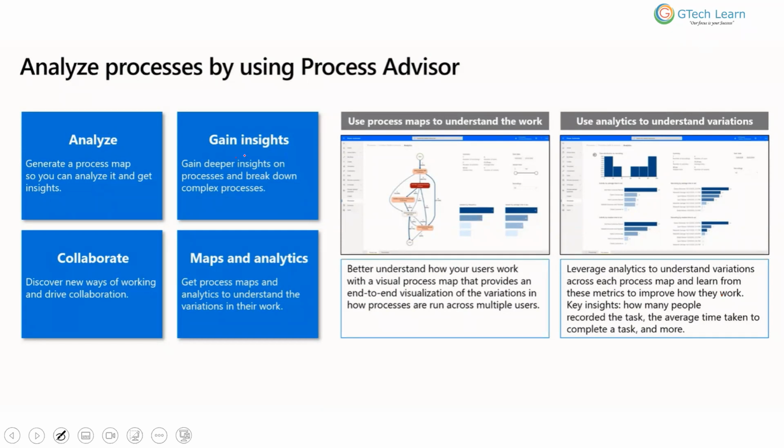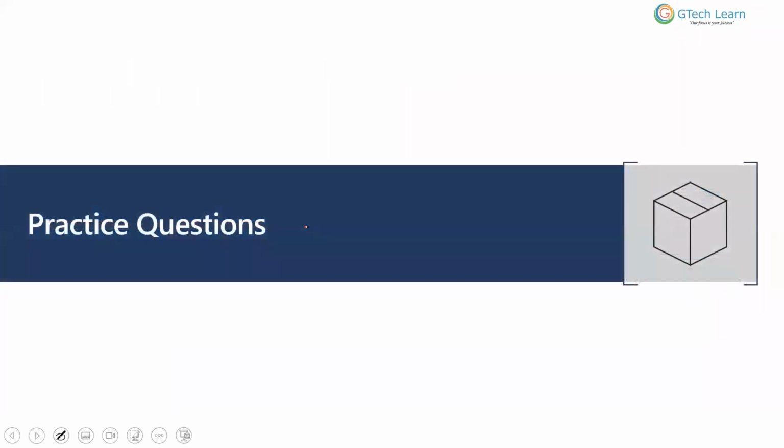We can also gain insights using the process advisor, such as where we are facing failures and what we can do to remove those failures from my flow, and so on. We can also do collaboration, and we can see some maps and analytics of my flow itself. So the process advisor is also a very good tool to utilize. That is something we have in this section of Power Automate here.